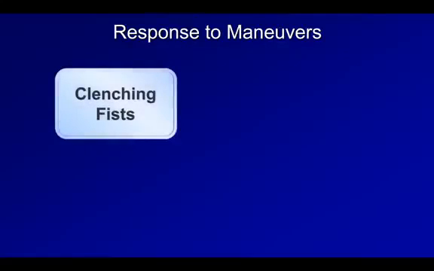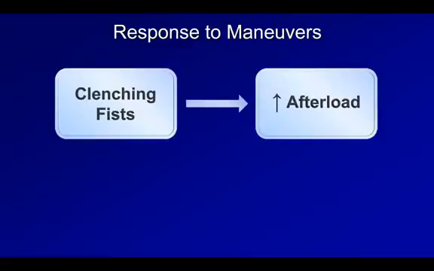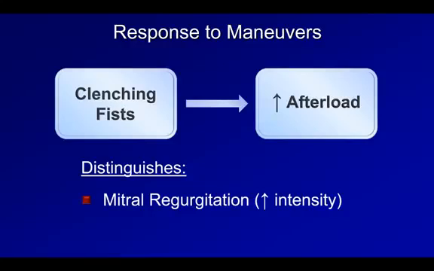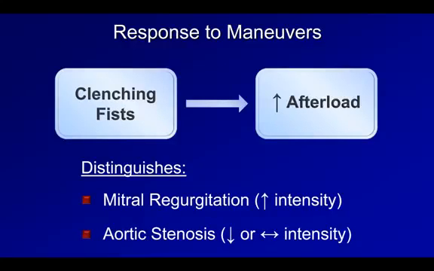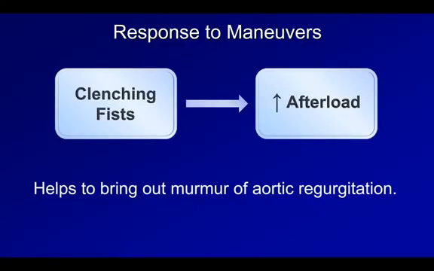The one that is most often helpful is asking the patient to clench their fists. Fist clenching increases afterload. This will allow the examiner to distinguish between mitral regurgitation, which should increase in intensity, and aortic stenosis, which will either decrease in intensity or be unchanged. In addition, clenching of the fists may help to bring out the murmur of aortic regurgitation. Please be aware that the changes in intensity for both this maneuver and the others can be very, very subtle.